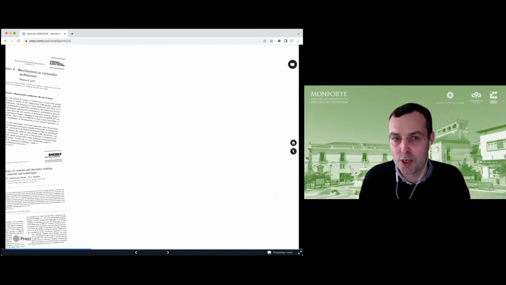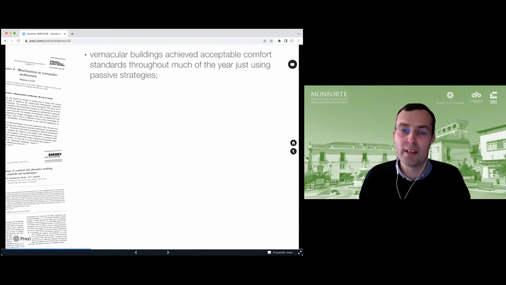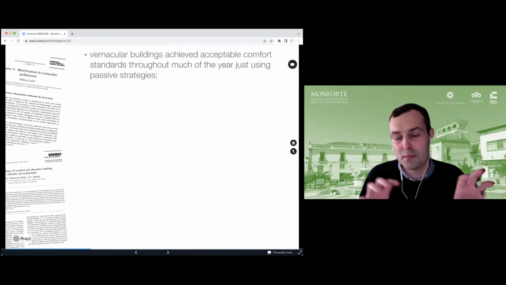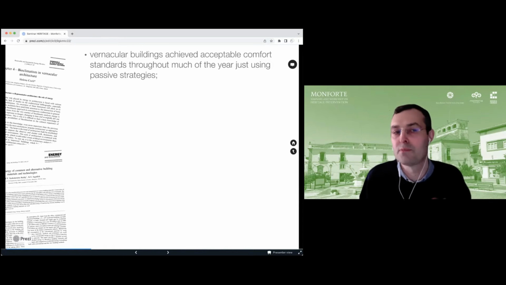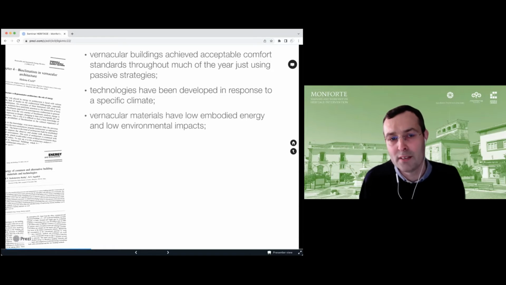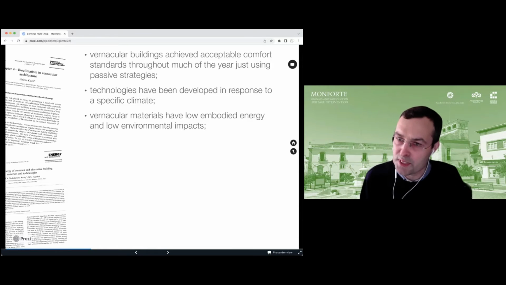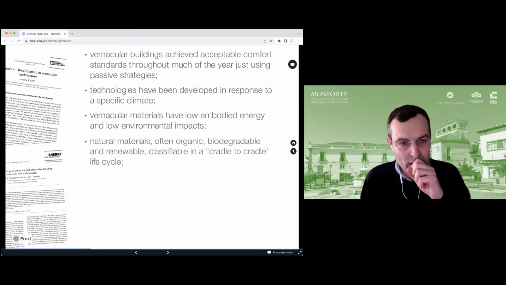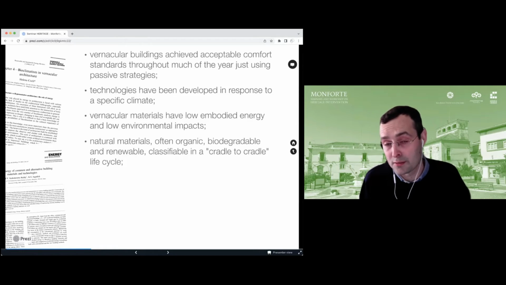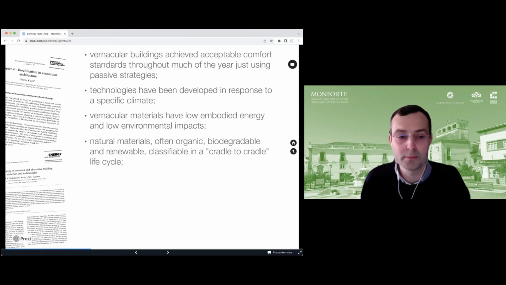Every day there is a new paper about vernacular architecture, and there are some interesting findings, even in papers from different regions. For example, vernacular buildings can achieve acceptable comfort conditions throughout much of the year just using passive strategies, which were technologies developed in response to specific climates. Vernacular materials have low embodied energy and low environmental impacts. Often these materials are biodegradable and can be classified as cradle-to-cradle materials.